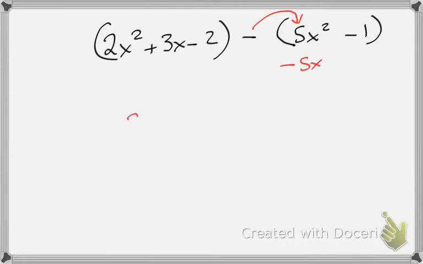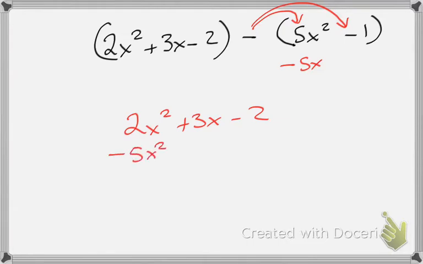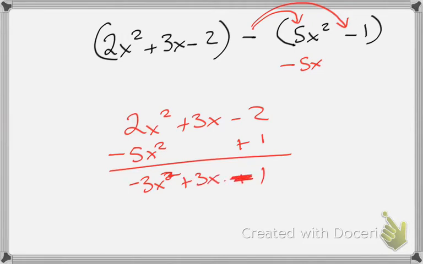Do you understand? When you're doing it horizontal method, what's going to go under here is you have to distribute that next part, that negative. You can't just put 5x squared. It would have to be a negative 5x squared, and this is a positive 1. Okay. And now we can do it. It's negative 3x squared plus 3x plus negative 1, right?